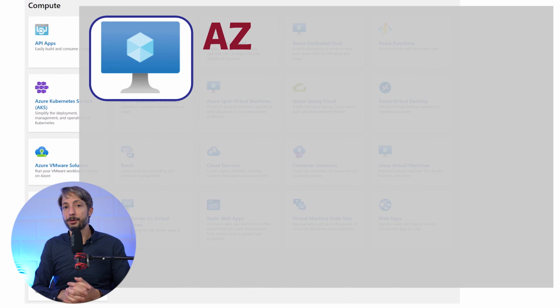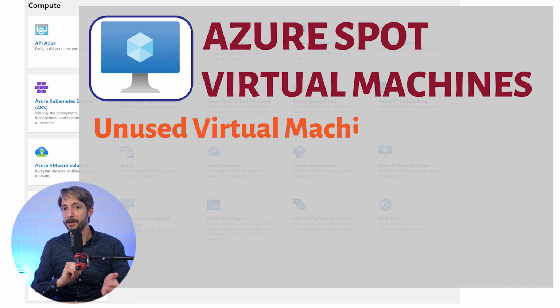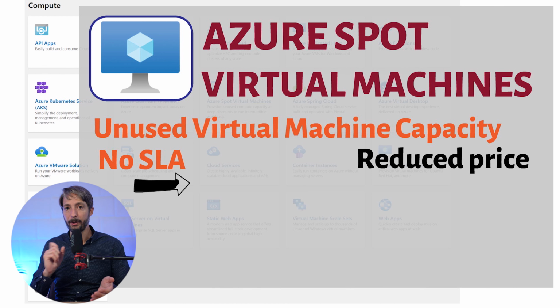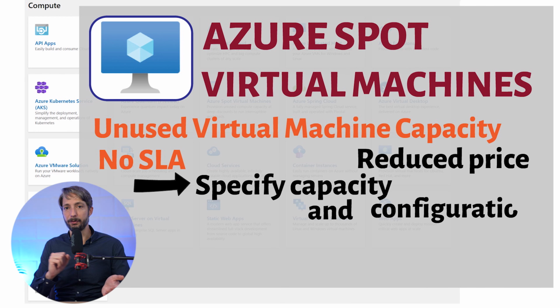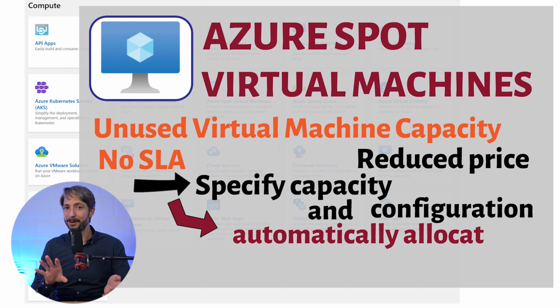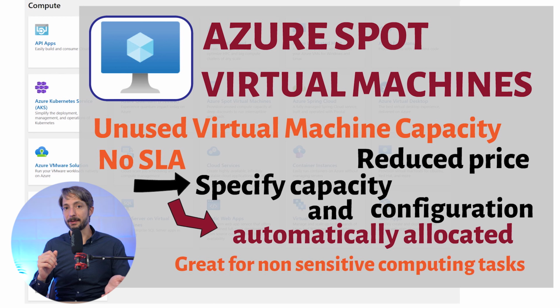We have Azure Spot Virtual Machine, which is a way for customers to take advantage of unused virtual machine capacity for a reduced price. For obvious reasons, there is no SLA for this service. You specify what type of capacity and configuration you require for your virtual machine. When it's available in Azure, it's then automatically allocated for you. This can be great for non-sensitive computing tasks.